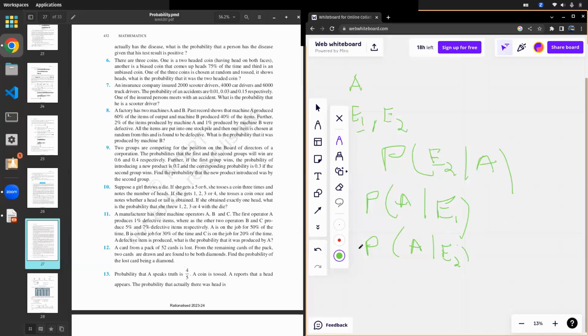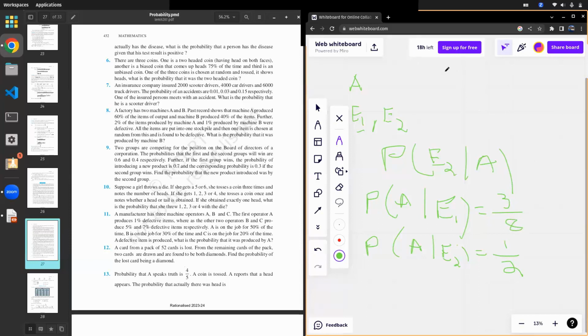So the probability of A given E2 is, if she got 1, 2, 3, 4, she will toss a coin only once, and the probability of getting a head while tossing a coin only once is 1/2. And if she tosses the coin 3 times, the probability of getting only one head will be equal to 3/8. This is obtained by writing the sample space.